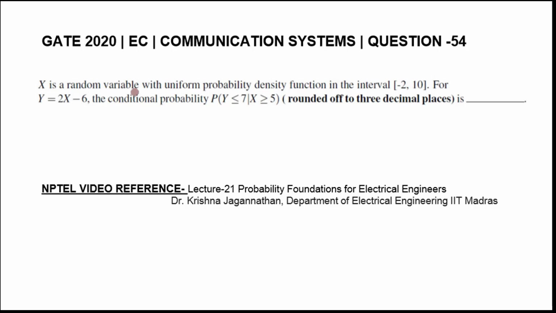X is a random variable with uniform probability density function in the interval -2 to 10. For y equals 2x minus 6, the conditional probability y is less than or equal to 7 given x is greater than or equal to 5, rounded off to 3 decimal places, is?